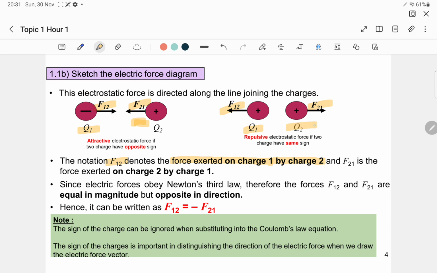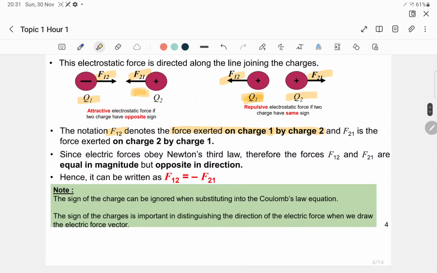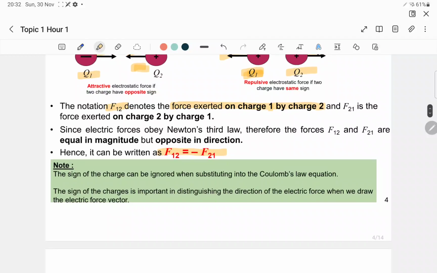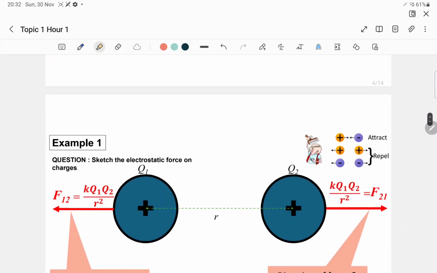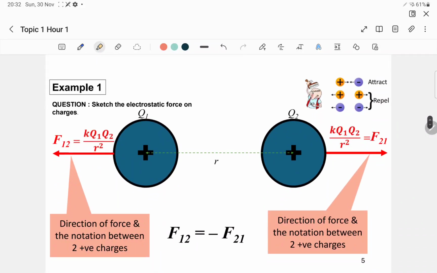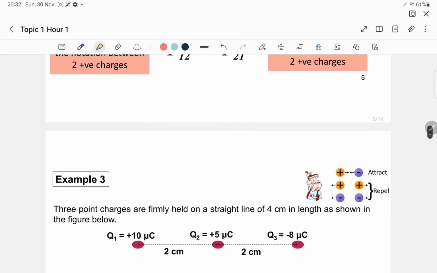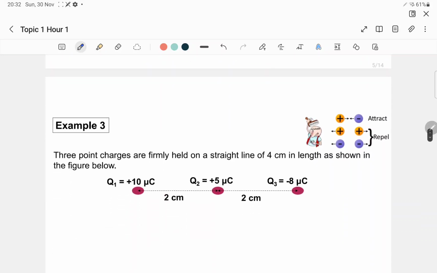So for this case, it is repulsive, that means it will repel. On charge Q1, F will repel, acting on charge 2 by Q2. Basically, if we calculate, you will get the same magnitude but in the opposite direction. Later we look into one example. Same explanation over here. Alright, this one we look into example 1.